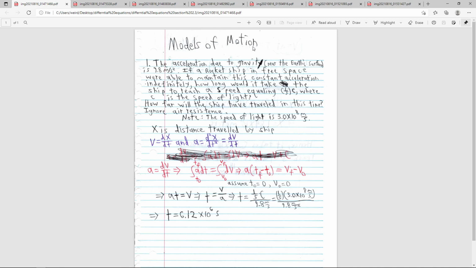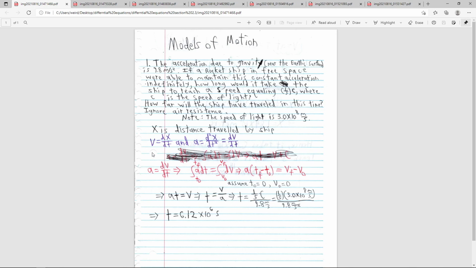So if a rocket ship in free space were able to maintain this constant acceleration indefinitely, how long would it take the ship to reach a speed equaling 1/5 c, where c is the speed of light? How far will the ship have traveled in this time? So we want the distance traveled, which is x, by the ship I'll have in my model. And we want the actual time. Ignore air resistance. We're not going to do any involving air resistance. The speed of light is 3.0 times 10 to the 8 meters per second.